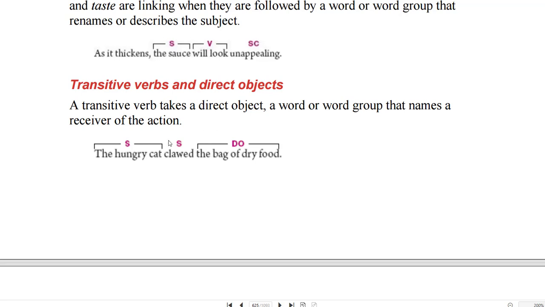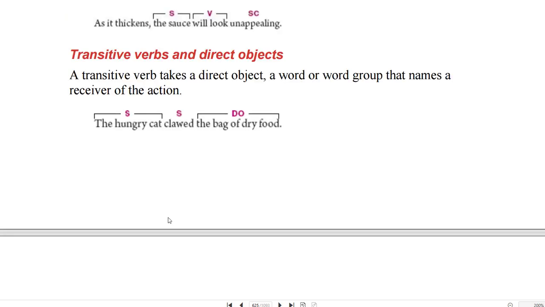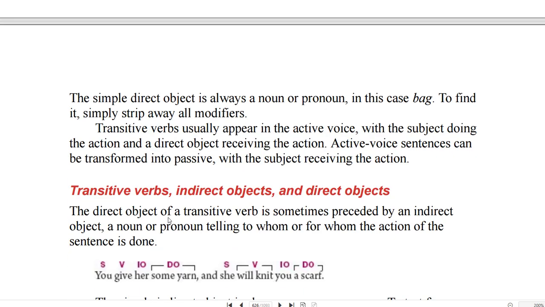This should be a verb, okay? So this hungry cat, subject, clawed, okay? This should be a verb. The bag of dry food, okay? So here you have the transitive verb clawed, and then here it needs a direct object. The direct object is usually the object that occurs right after the verb. So this should be a V, not an S. The simple direct object is always a noun or pronoun, in this case, bag. To find it, simply strip away all modifiers.